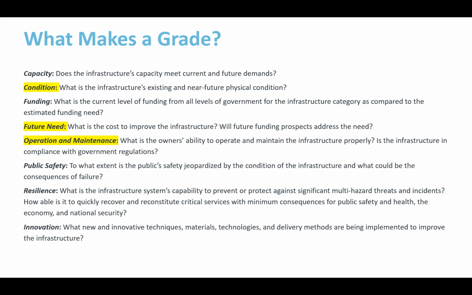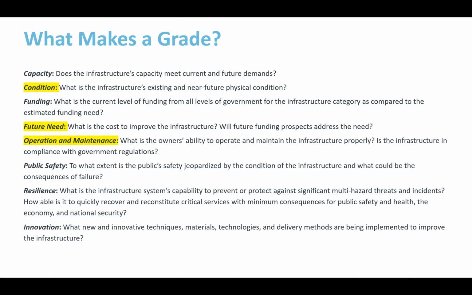In terms of what makes a grade, this comes straight out of the ASCE report card. There's a lot of different criteria that go into the grading. You have the capacity. Does the infrastructure capacity meet the current and future demands? You have the condition of a particular asset. What's the infrastructure's existing and near future physical condition? You have funding levels. What's the level of funding being provided? Future needs. What's going to be the cost to improve the infrastructure? Will the future funding prospects address the need?